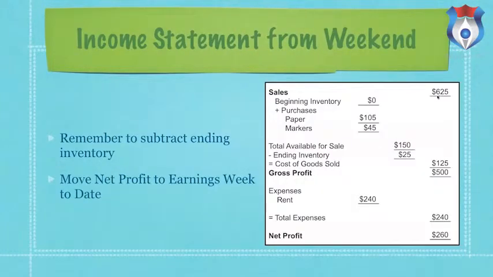Here you have your total sales of $625. Your beginning inventory, remember we sold out last time, so we had none. Your total cost for paper and markers. And this ending inventory represents the celebrity pictures you did not sell. So we're going to subtract that out. 125 minus 625, leaving a gross profit of $500 minus the cost in rent, which was $240 for 3 days. Move that expense over here and come to your final net profit, which is also going to be equal to your earnings week to date.